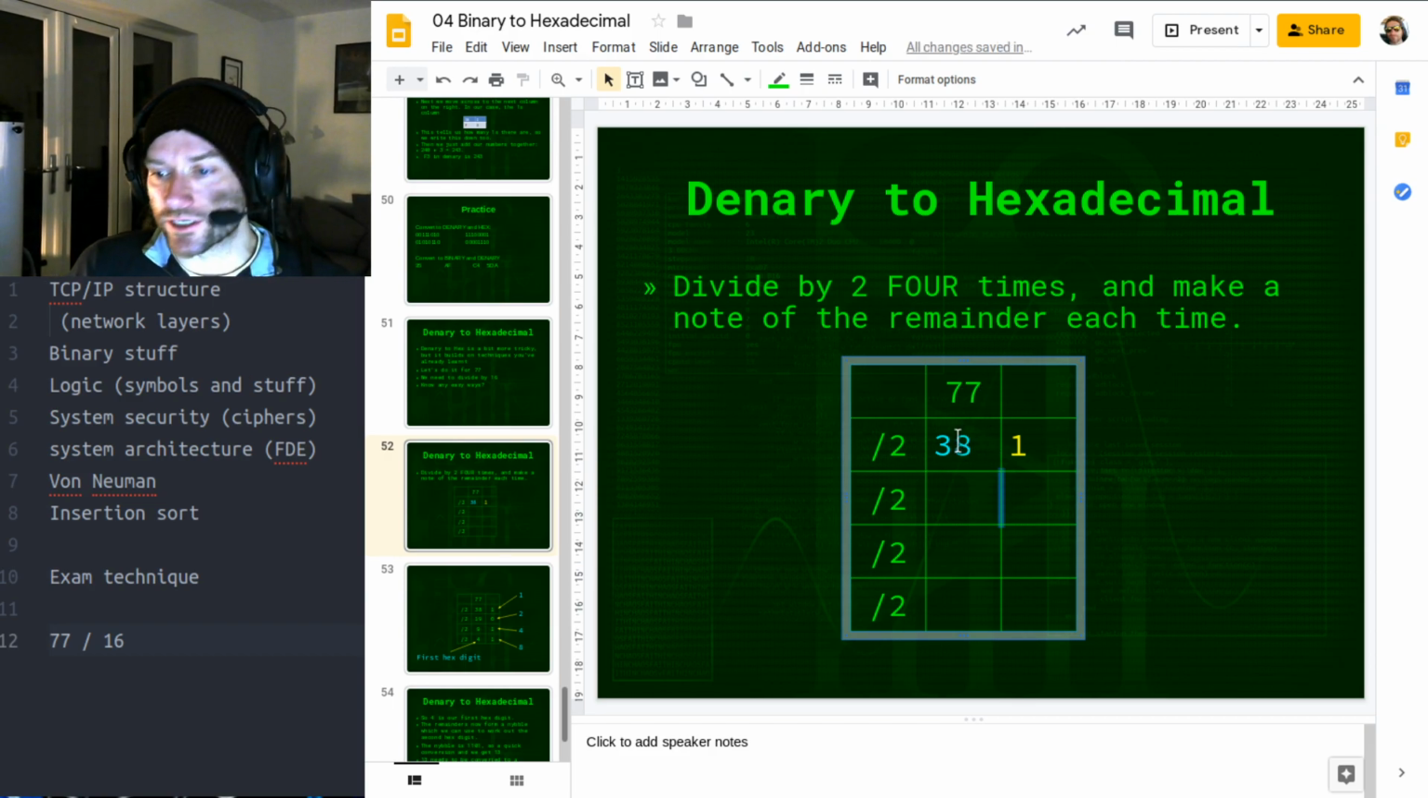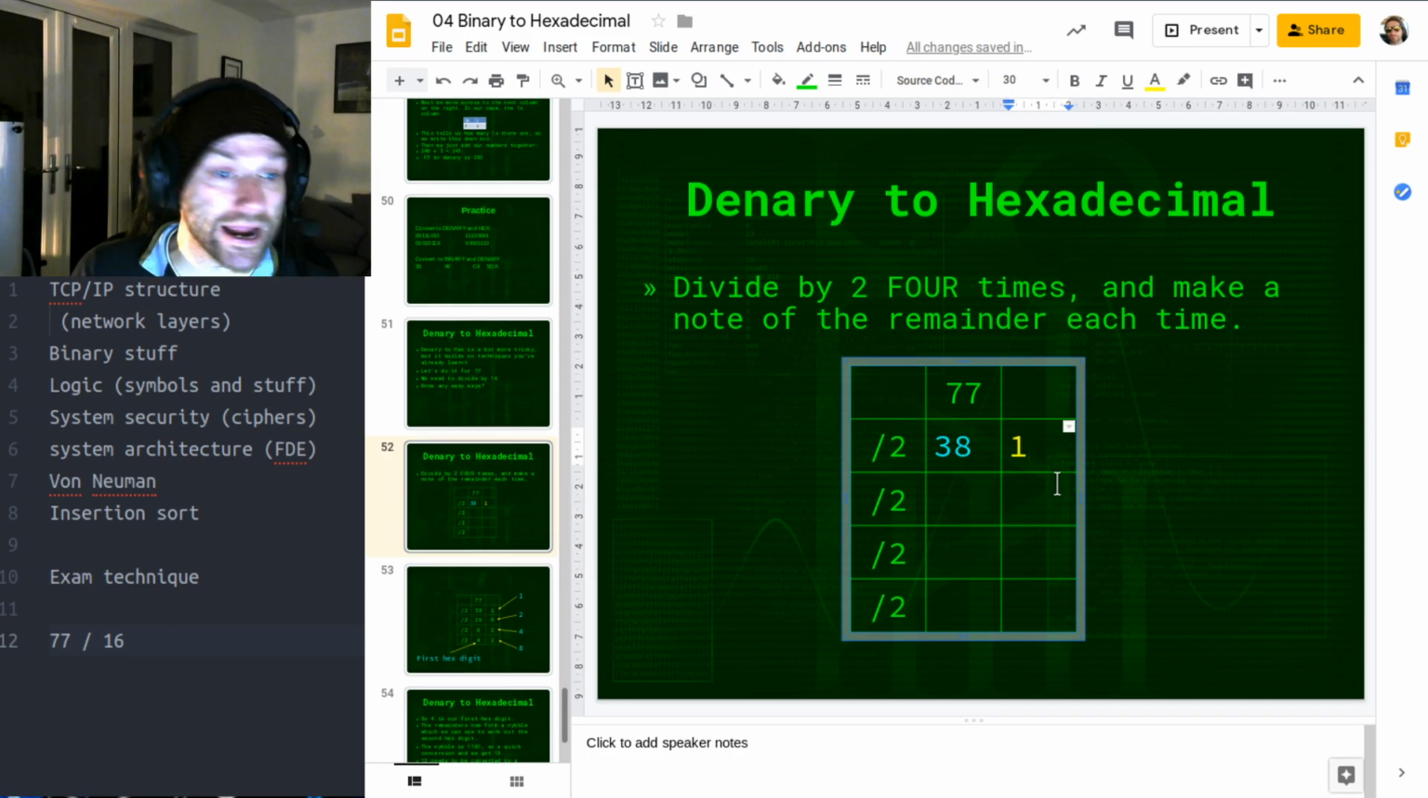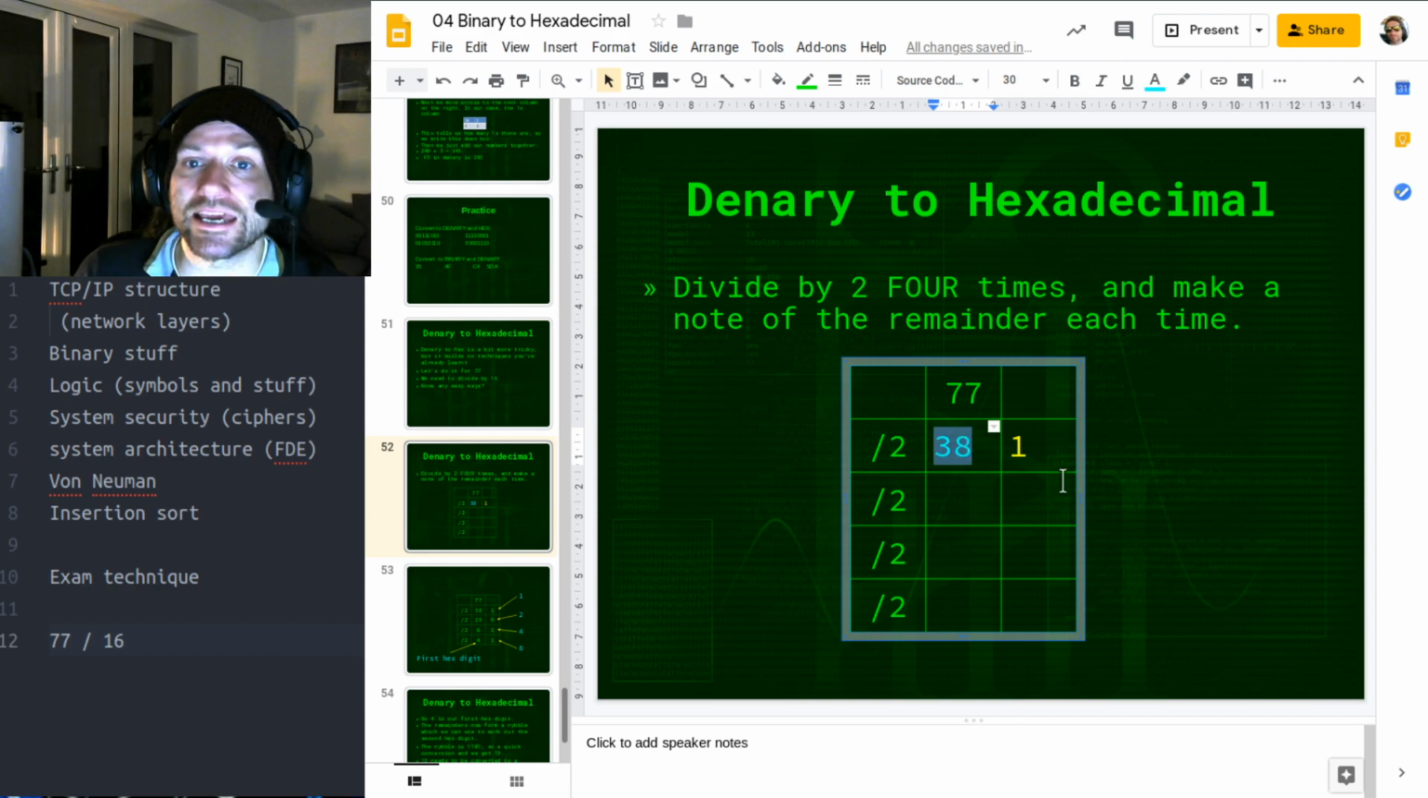77 divided by 2 is 38, remainder 1. Okay? We're not bothering with decimal points, doesn't matter. We're just interested in the remainder. The remainder is either going to be 0 or it's going to be 1. If your number is even, your remainder is going to be 0. If your number is odd, your remainder is going to be 1. So all you have to do is halve it and write either 1 or 0 in there. So let's do it again.